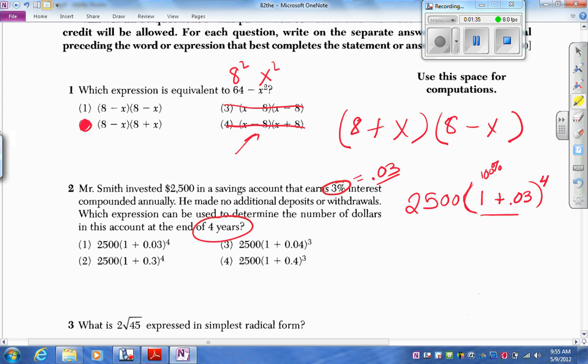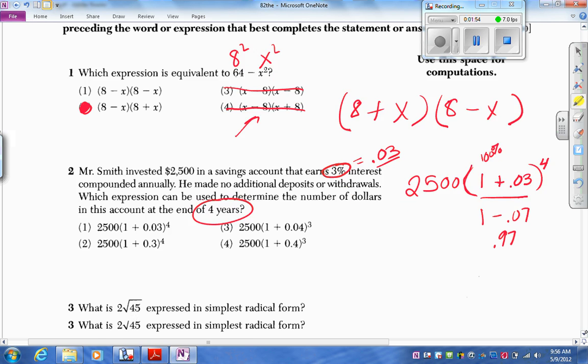This interest rate shows an increase of 3%. If it was a decrease of 3%, or you were losing money, then instead of adding 0.03, you'd subtract. It would be 1 minus 0.03, or in some cases you might see 0.97. But that's not the case. All right, next problem.